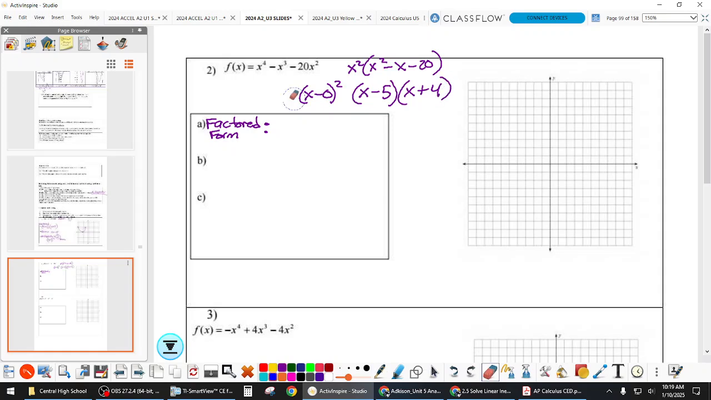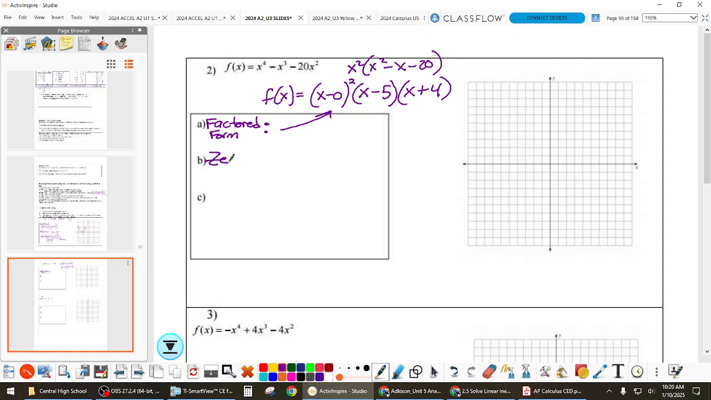I'm going to scoot this one over a little bit. Good? How many of you did the star? Okay, good. Awesome. So our factored form, I'm just going to draw an arrow. That's our factored form. Again, you don't need the x minus 0. It's okay to just write it as x squared.